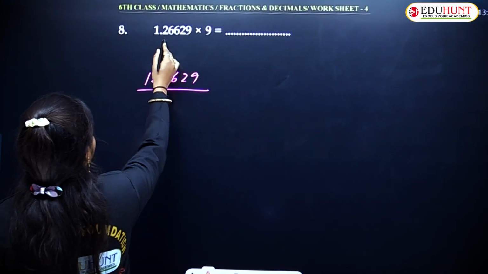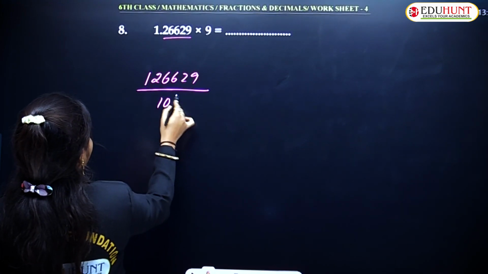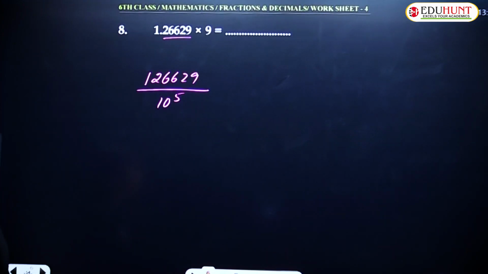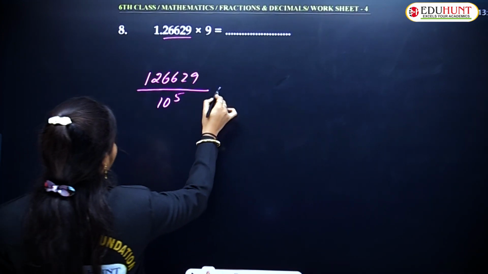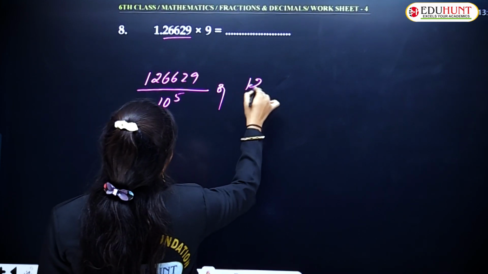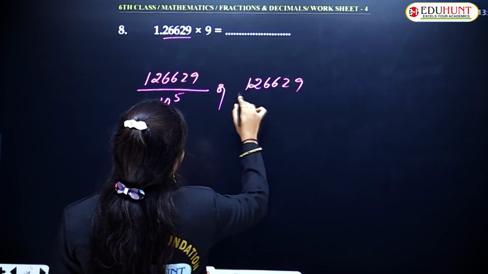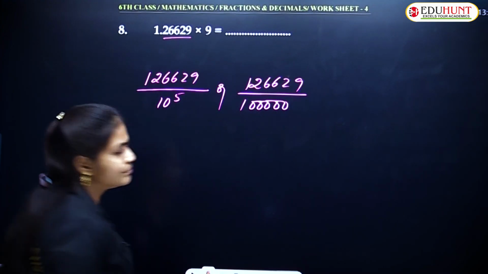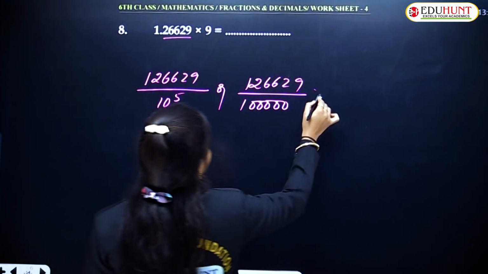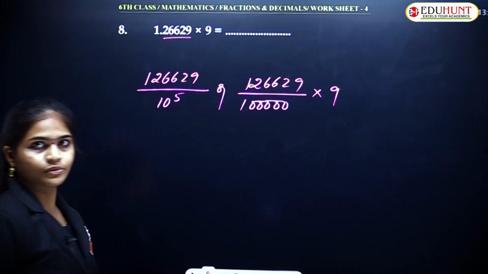Next, eighth one. This is also 126629 by, after the point how many digits are there? 10 to the power of 5, which means here 5 digits are there, no? So like this also we can write 126629 by 1 after 5 zeros, 1 2 3 4 5. Clear? Into 9.